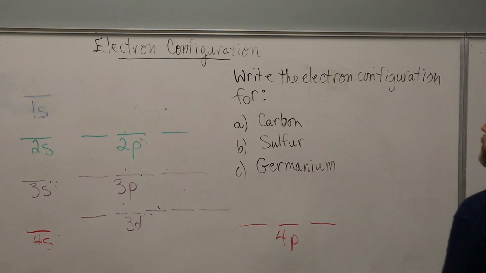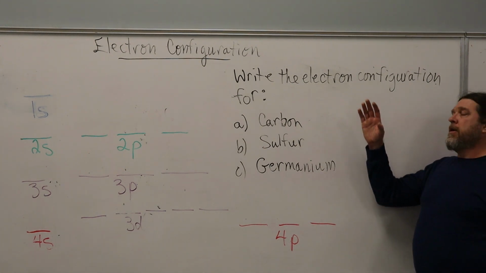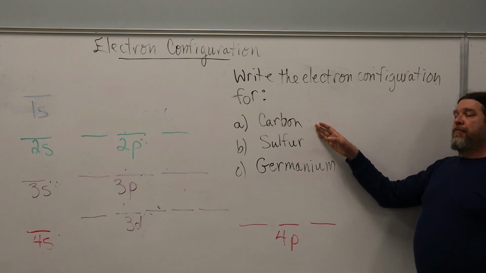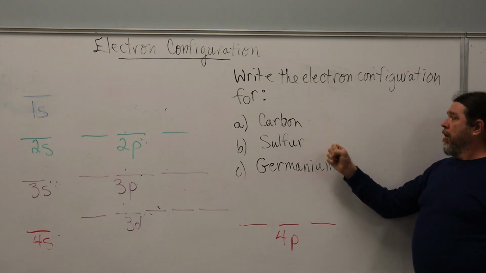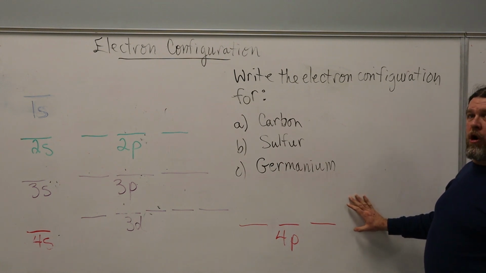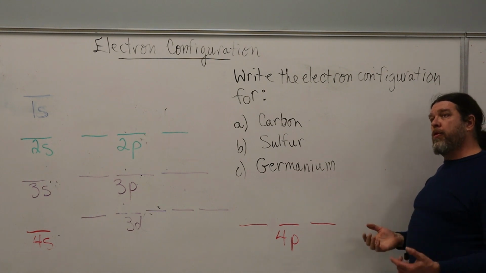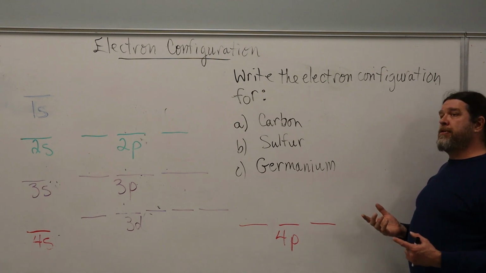All right, everybody, so what we're going to do is practice writing the electron configurations for three elements: carbon, sulfur, germanium. We're just going to fill up our little chart here, so this is a great chance to get some quick practice. And so we're trying to follow some basic rules.